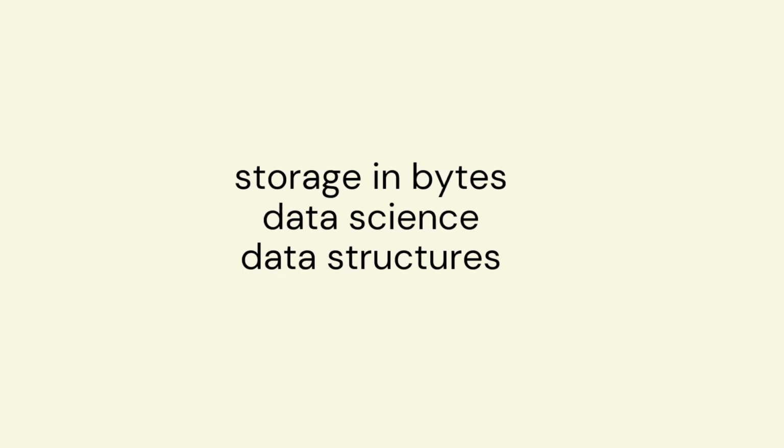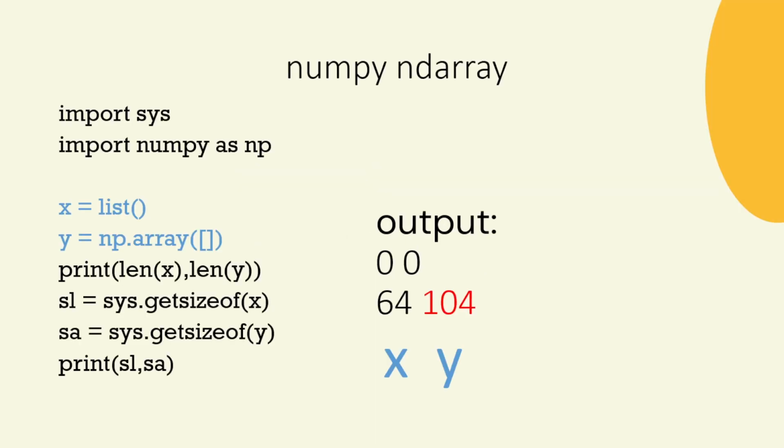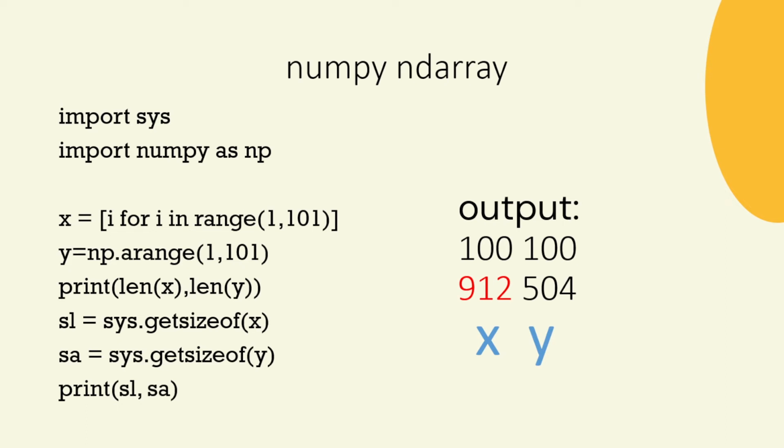Now we're looking at bytes in the storage. With an empty list, we've got x equals empty list and y equals the numpy array. You can see when they're empty, the numpy array takes up more room. Not too much bigger, but just a little bit bigger. Once we start putting data inside, all of a sudden the list is bigger than the array. Again, x here has 100 elements, y has 100 elements, but it's a numpy array.